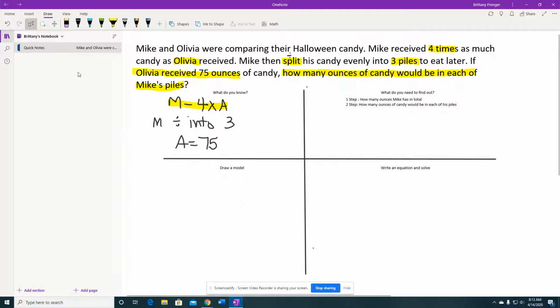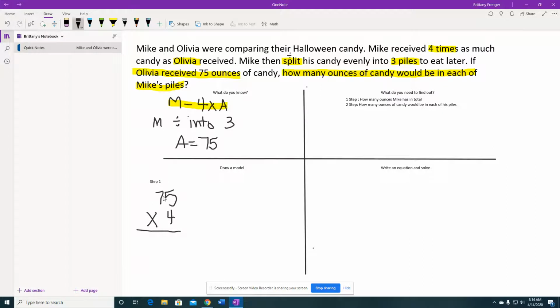To draw a model could be a little tricky on this one, especially because the numbers are so big, because you do know you have to start with 4 times 75. What I'm going to do is I'm going to show it to you how we would have done it before we learned PEMDAS, okay? So step 1, we would have done 75 times 4, because that's going to tell us the total amount Mike has.